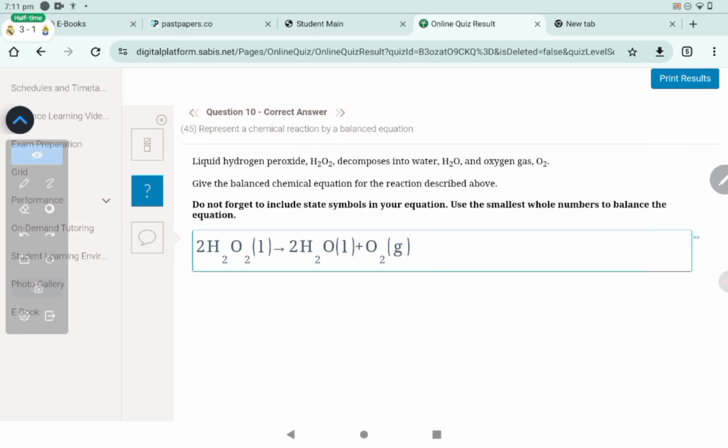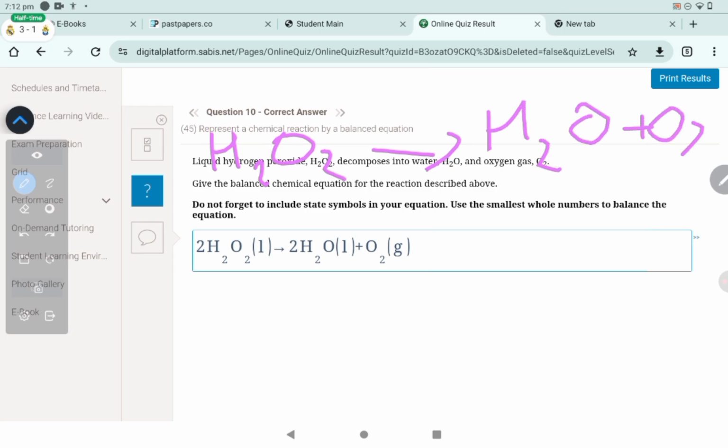This is balancing. We're going to start from scratch. We have H2O2 decomposes into water, H2O, and oxygen gas, O2. Now how many atoms of hydrogen do we have? We have 2. Oxygen, we have 2. Over here we have hydrogen 2, oxygen 1 plus 2.